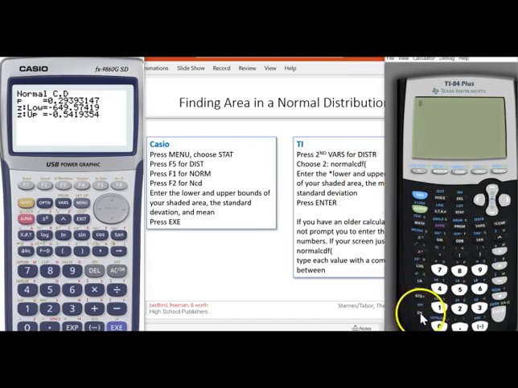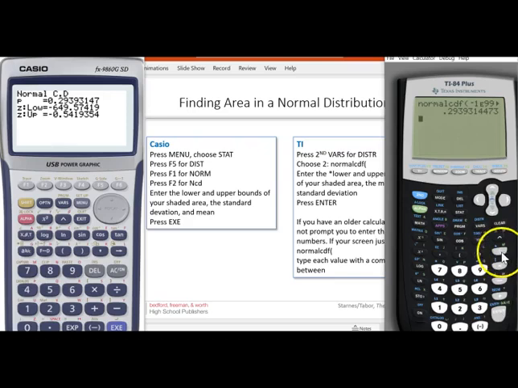On the TI, very similar process. DISTR right here in blue, that's the menu we want. So second and distribution. We're going to do number 2, normalcdf. Same thing. We're going to enter our bounds. We can leave -1 times e to the 99. That's fine, that's a super low number. Our upper bound is 6. Our mean is 6.84, and our standard deviation is 1.55, and then we hit enter. And there it is, 0.2939. Same number that we got.